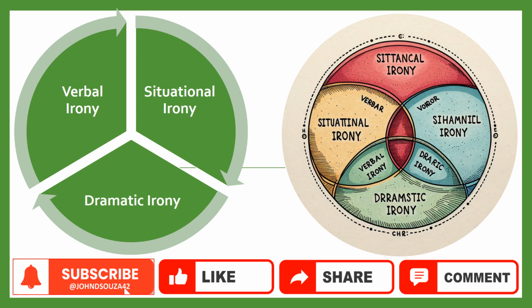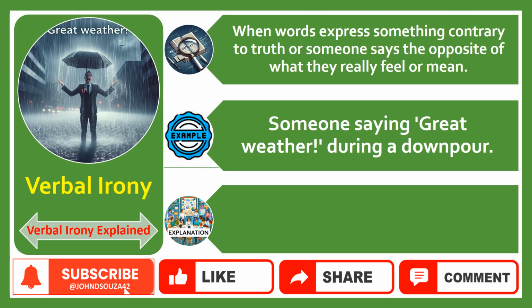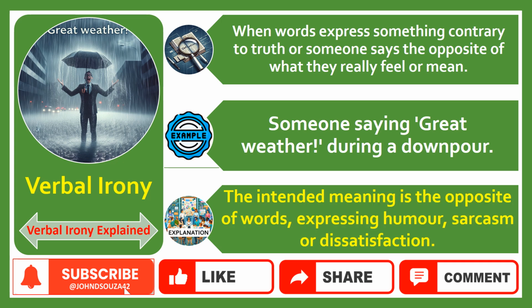Let's delve into each one to understand their characteristics, functions, and impacts. Firstly, verbal irony occurs when a speaker says the opposite of what they mean, often for humor or emphasis. For your information, all sarcasm is verbal irony, but not all verbal irony is sarcastic. For instance, saying "great weather" during a downpour. In the example, the speaker's intended meaning is the opposite of his words, which expresses humor or dissatisfaction.